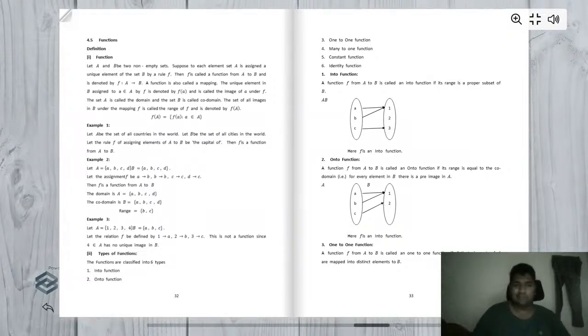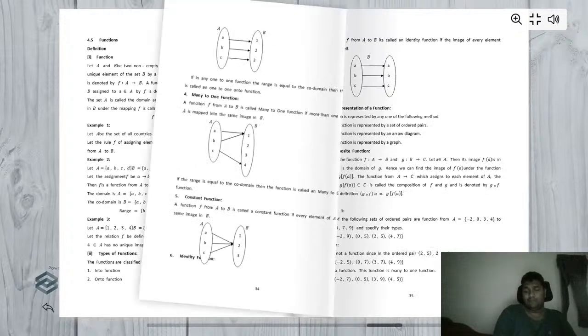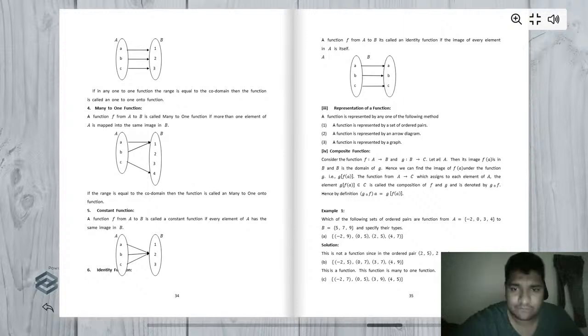So we have types of functions: into, onto, one-to-one, many-to-one, constant and identity. We will discuss one by one in detail. Into means coming inside. Onto means going outside. One-to-one function means Salman and Surya is a one-to-one function. Many-to-one, from Salman to other functions. Constant function means A to B. Like that, we use this function.